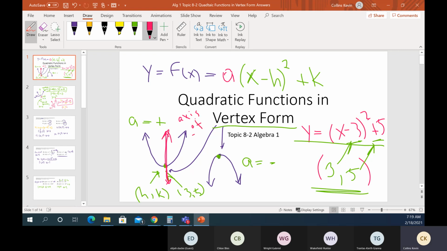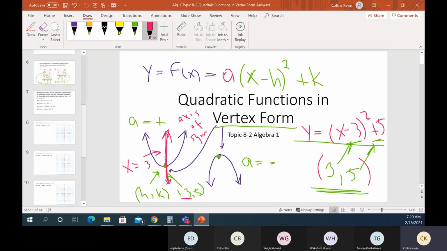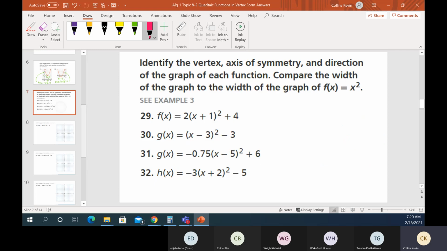Axis of symmetry, A of S, and all that is the x value of the vertex. So literally, the equation of this line is just x, in this case, equals 3. So that's really easy as well. But I neglected to mention that, so we'll go back to what we were doing here. All right, so back to our regularly scheduled program.